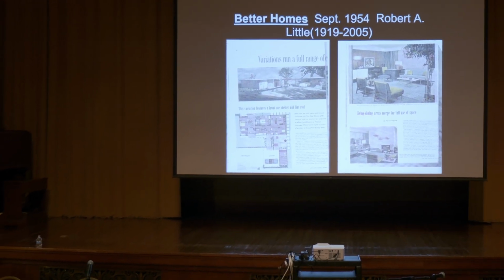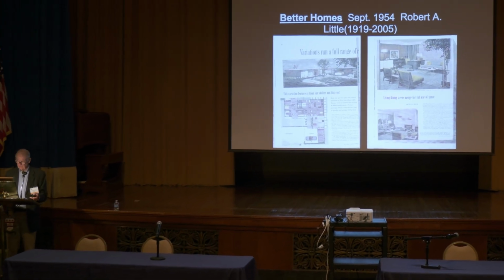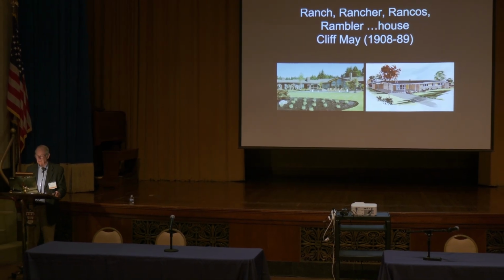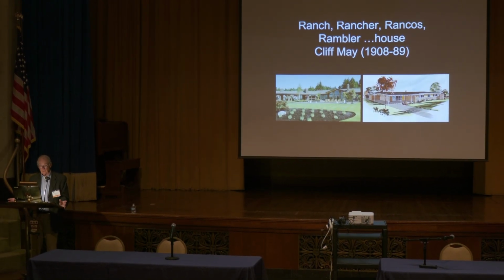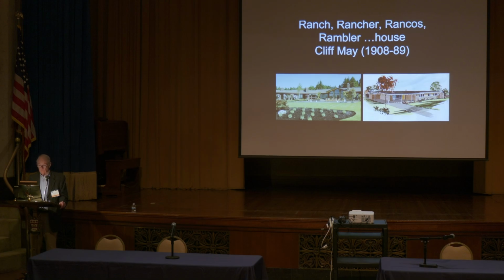However, there's something else going on that is rather important, and that is the development of the so-called ranch house, or the other names that can be put on it. It's basically a California-based thing, but it spreads across the country, and I would argue it is really one of the most important innovations. To some people, the most boring innovations, but it really happens in these years. And the person who is involved in this is a guy by the name of Cliff May.